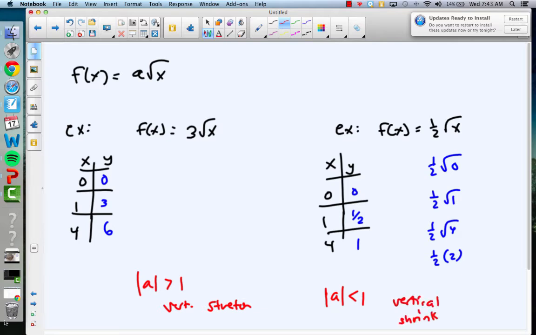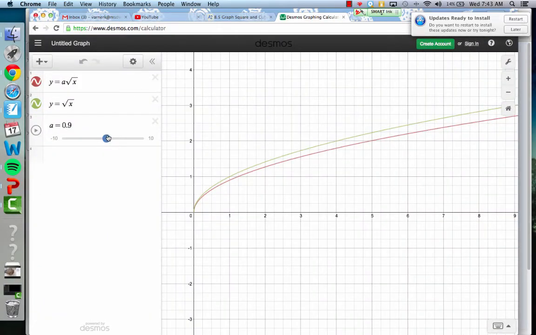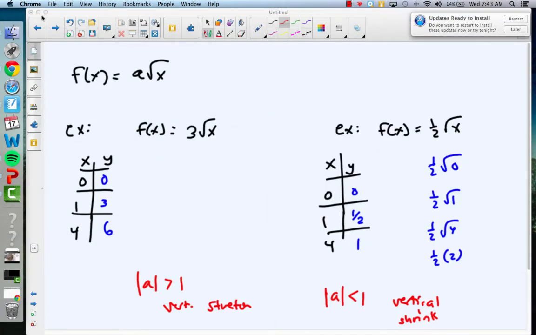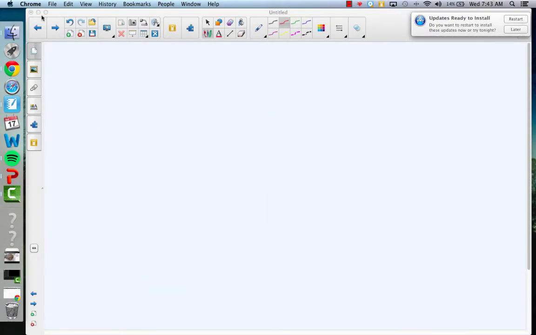So notice when I go back to Desmos, if I have a is 0.4, see how this red line is way smaller, it goes down closer to the x-axis than it did when my a value was larger than 1. Okay, so that's our vertical stretch and vertical shrink. Now the next things we need to do are look at horizontal and vertical translations.